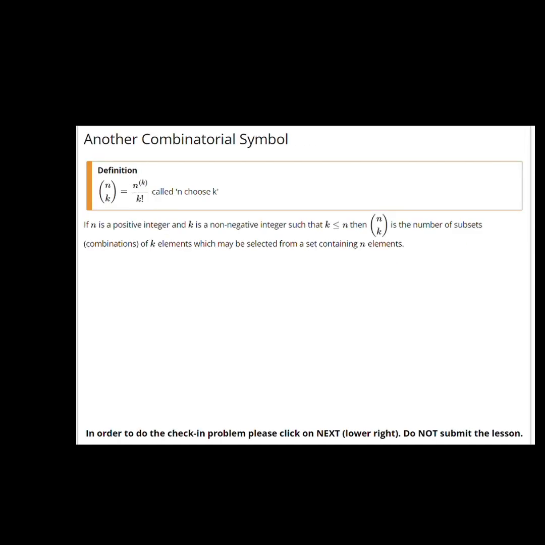There's another combinatorial symbol that we will frequently use. N choose k, or n to k factors divided by k factorial, is the number of subsets of k elements which can be selected from a set containing n elements. We choose k out of n without replacement. This is the number of ways we can do that. Notice that the order of selection doesn't matter. We're simply counting distinct subsets.